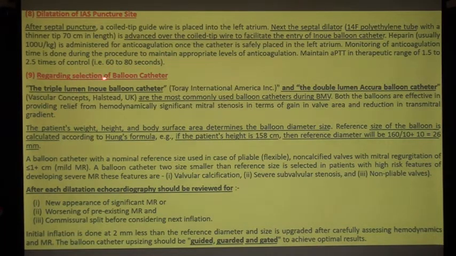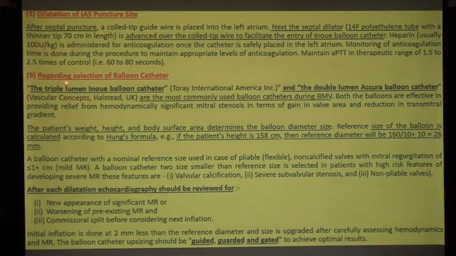Now, regarding selection of balloon catheter, the triple lumen Inoue balloon catheter and the double lumen balloon catheter are the most commonly used balloon catheters during balloon mitral valvuloplasty. Both the balloons are effective in providing relief from hemodynamically significant mitral stenosis in terms of gain in valve area and reduction in transmitral gradient.